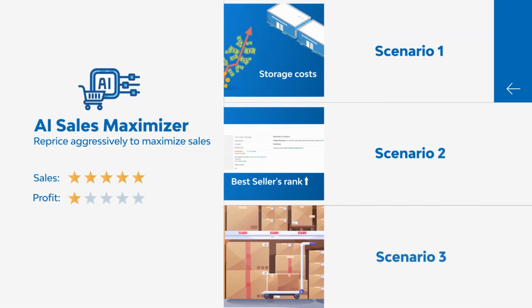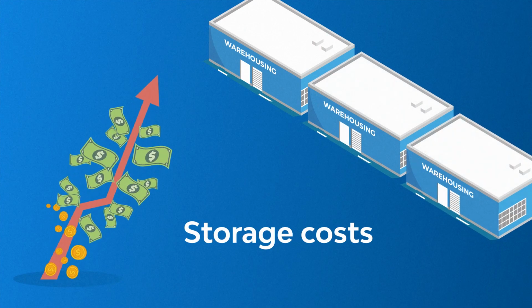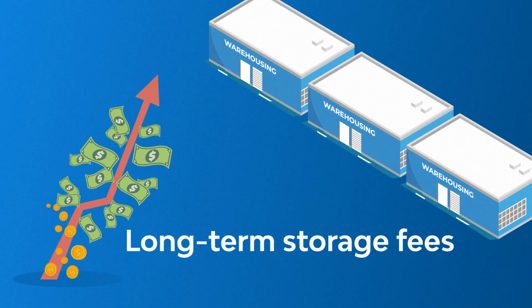There are different scenarios you could use the AI Sales Maximizer. The first scenario is when you have a lot of excess inventory, products that you want to liquidate. Suppose you're using Amazon FBA, and as you reach the peak season, your cost of storage increases. Also, stocks that have low turnover or are more than 6 months old start to incur long-term storage fees. This is when you need some help to move the stock that isn't selling well, and move on to other products that you can sell for more profit.